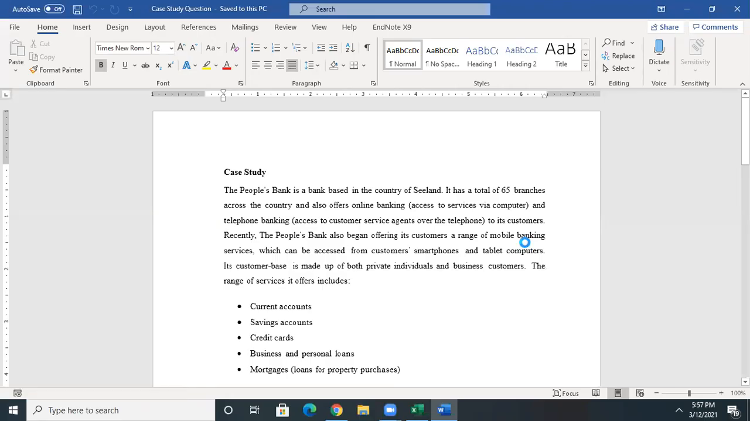It's a case study based on a particular business organization. So let us read this question together and then we may be able to draw certain insights.